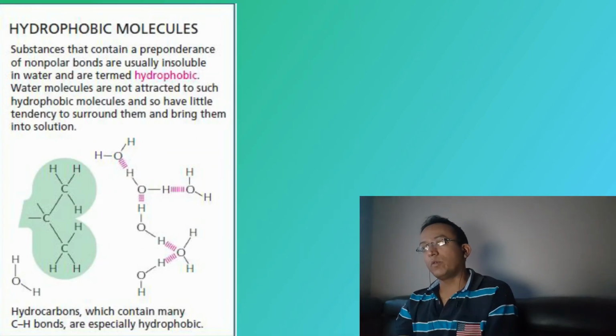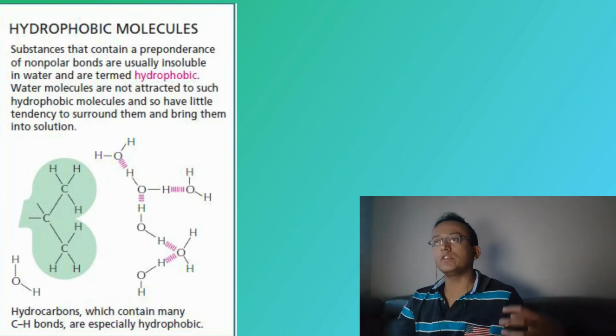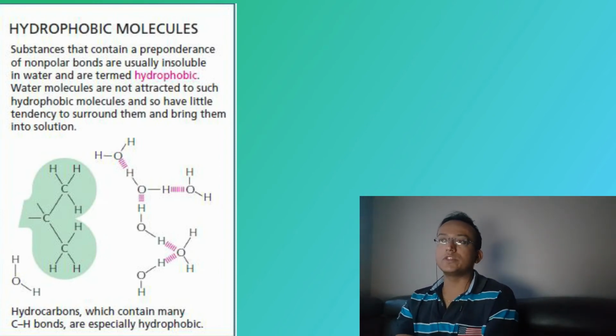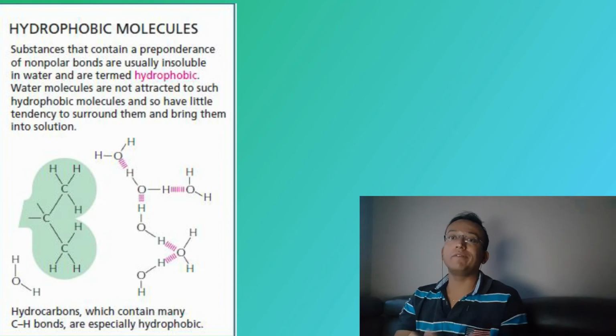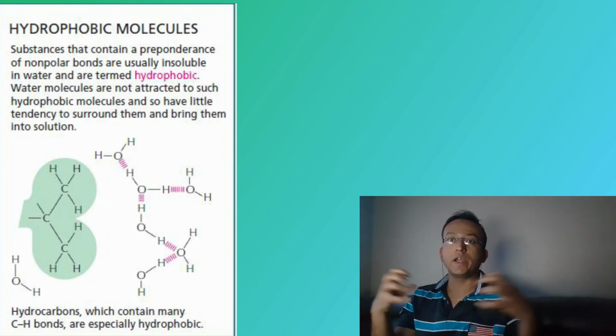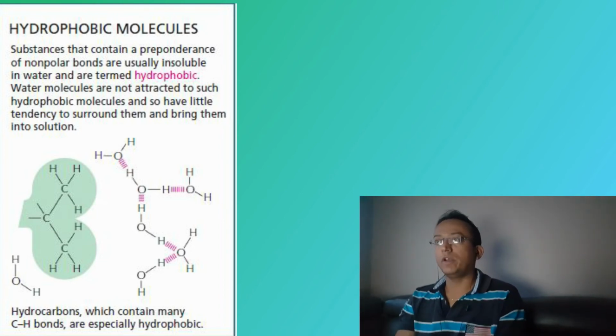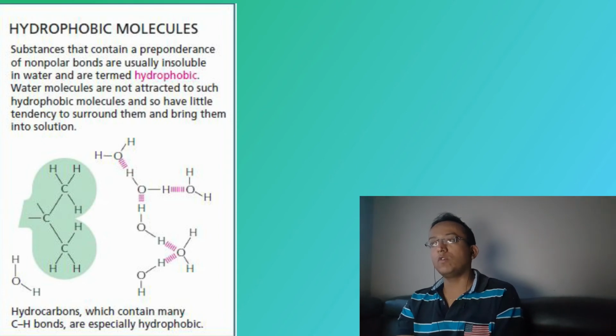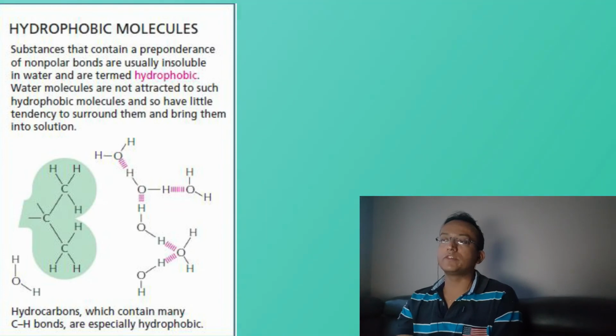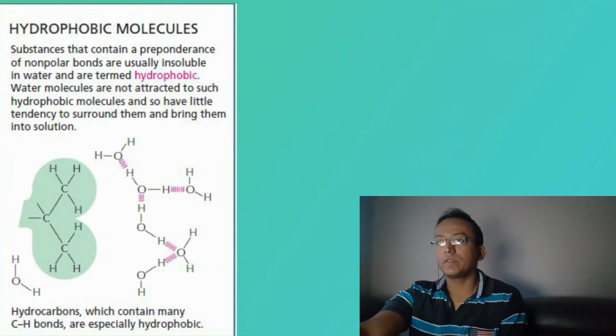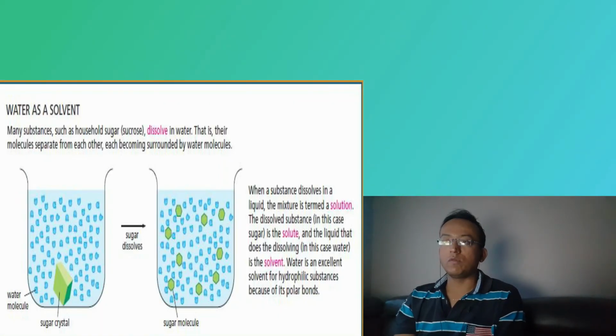And hydrophobic molecules are substances that contain a preponderance of non-polar bonds, usually insoluble in water because they do not have any ions or positive or negative charge to be attracted and to make a bond. They are termed hydrophobic, and water molecules have little tendency to surround them and bring them into the solution. Hydrocarbons, which contain many carbon-hydrogen bonds, are especially hydrophobic.